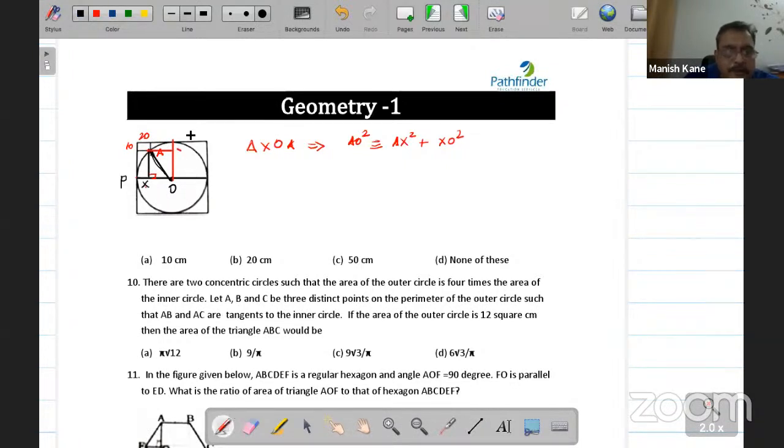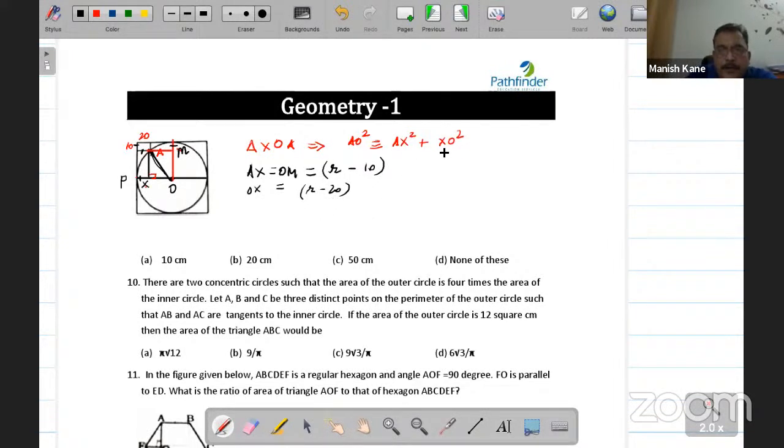I'm just jotting down the value of M. AX is the same as OM. And what is OM? OM must be the radius minus 10, because this 10 and this also should be 10. These two should be equal. Similarly, OX is also equal to R minus 20, because this 20 must be the same as this 20 here. So R minus 20.